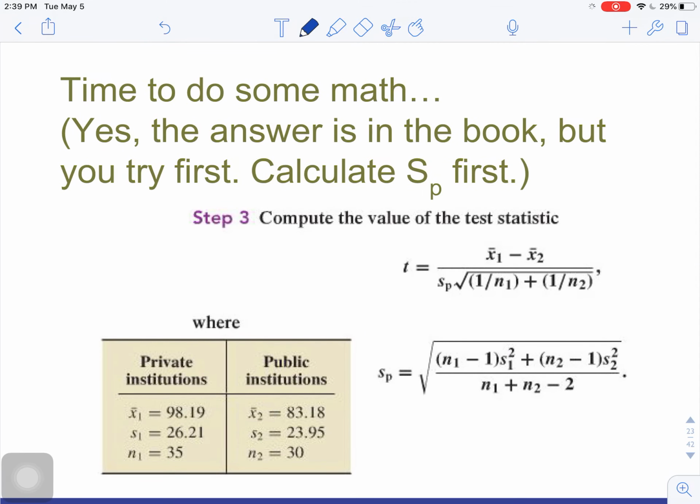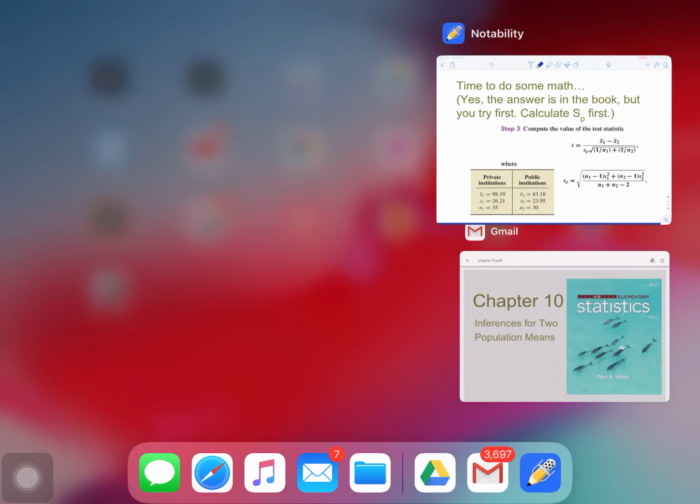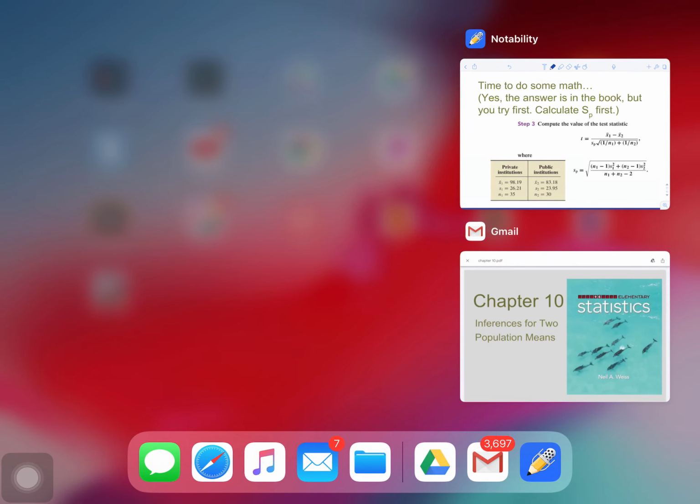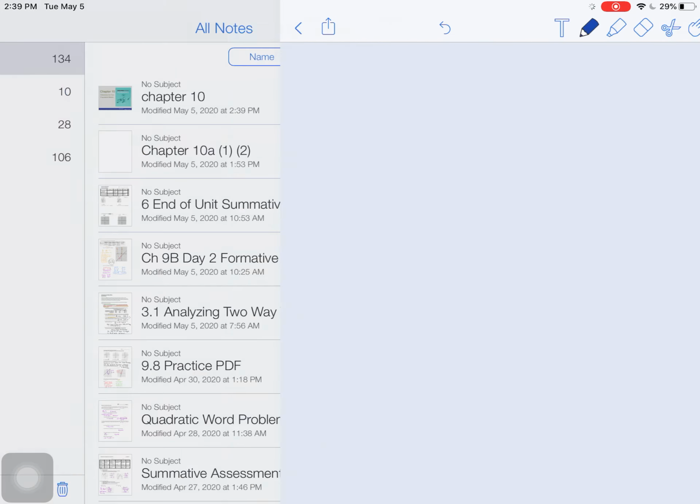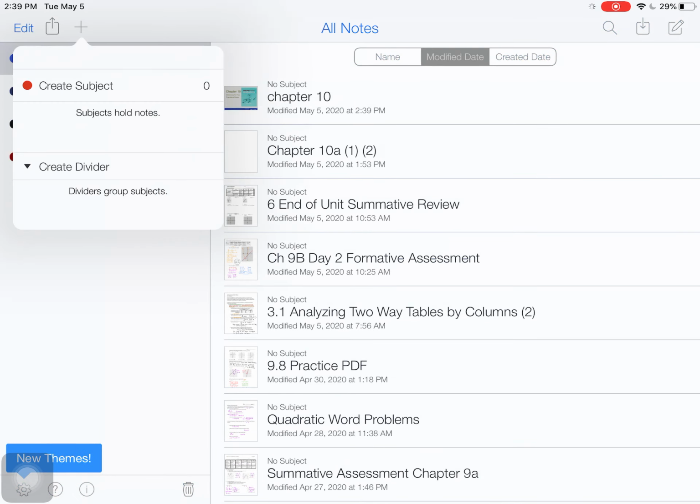So here comes the lovely math calculation. We have to compute Sp, and then we also have to compute t. When it comes to Sp, I'm going to go ahead and open up a different program. Actually, let's do this.